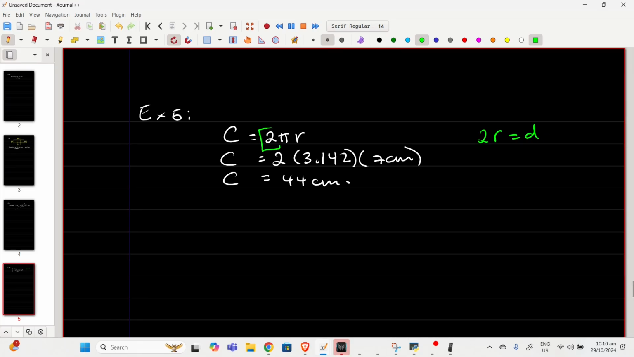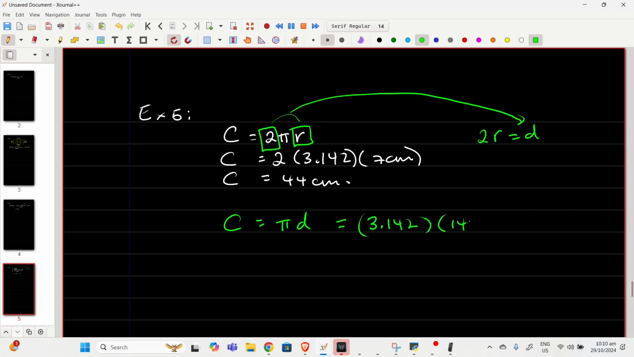Right away you can see that this means our circumference is equal to pi times d. We simply need to replace these two with d. And we will get 3.142 times 14 centimeters, and we get 44 centimeters again.